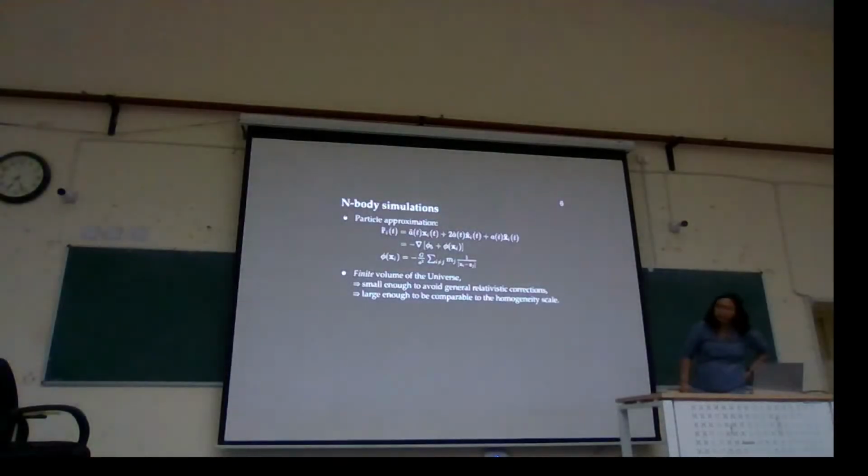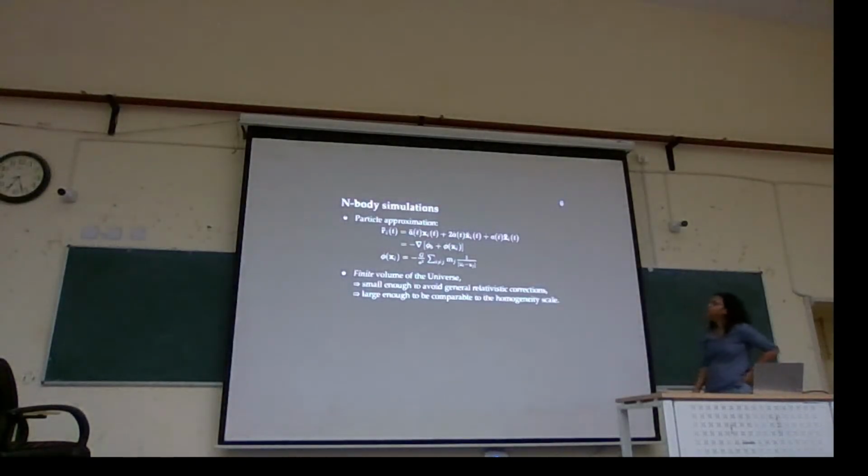So let's see what these simulations are. It is nothing but Newton's second law again. You have the positions of, let's say, N particles, and the acceleration of those particles is supported by the potential. It's the normal Newton's law, but the difference is that now it is for a set of N particles.